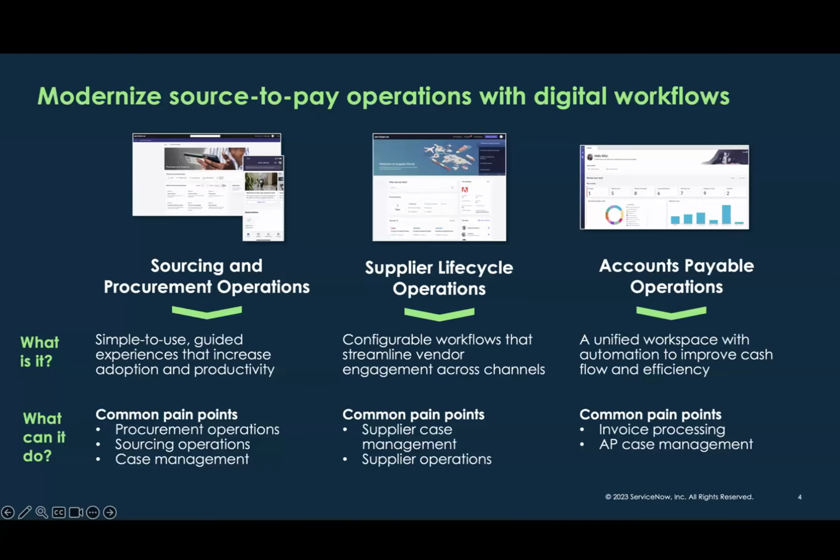So what is it? At the moment, it's currently made up of three main products. The SPO, the Sourcing and Procurement Operations, which is aligned to Procurement Operations, Sourcing and Case Management. We've got SLO, Supplier Lifecycle Operations, and that's aligned to Supply Case Management and Operations. And then we've got Accounts Payable Operations, which is invoice processing and accounts payable cases. So three quite large products, all with their own capability, data models, mapping. There are some commonalities, of course, that are across them.